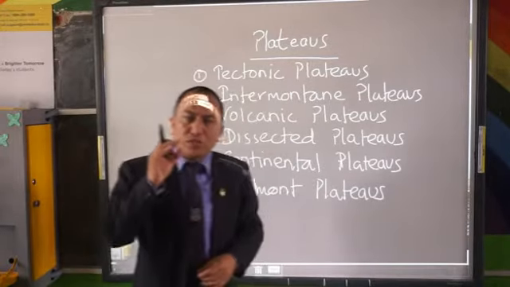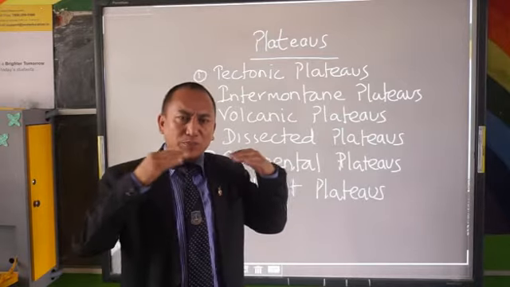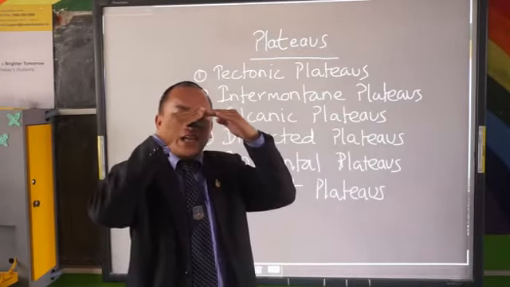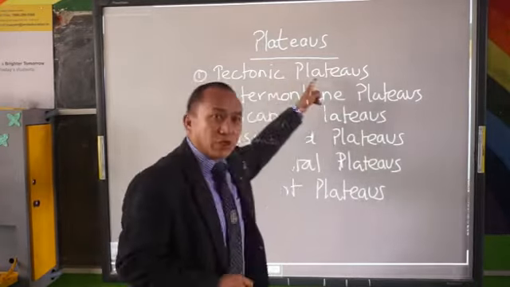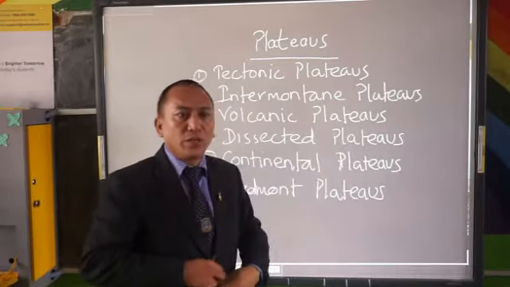A tectonic plateau is a plateau which is formed because of internal movement, tectonic pressure. When the tectonic pressure is applied and the lands start to rise up, it results in the formation of a tectonic plateau.